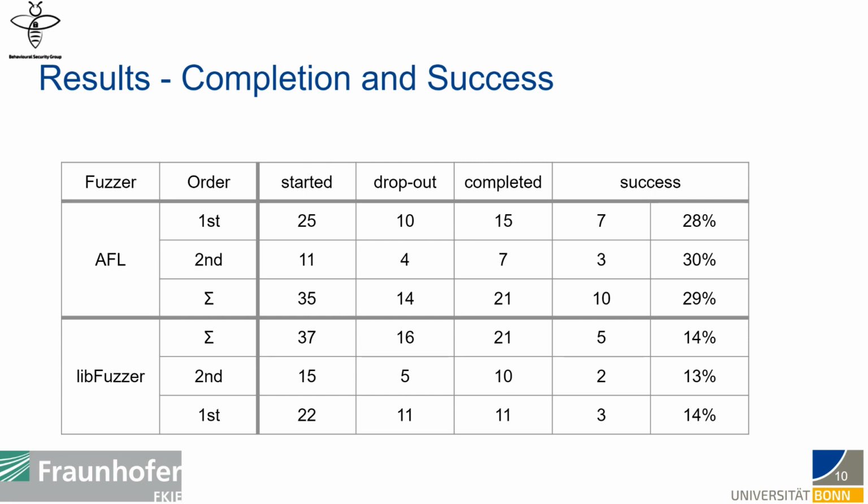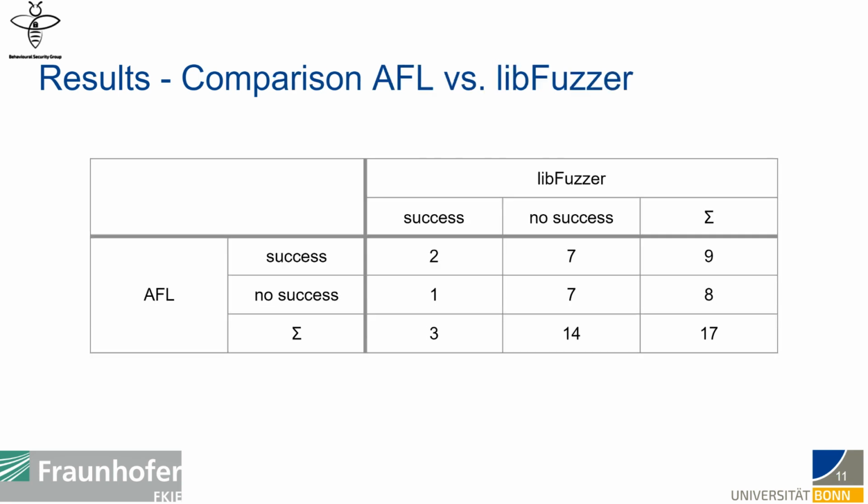However, the fuzzers greatly differ in their success rate. While both have 21 completed tasks, 10 tasks with AFL were completed successfully, while this is only true for 5 tasks with libFuzzer. The results in this contingency table only include participants that completed the study, as this allows an easy comparison of the fuzzers. You can clearly see that participants had a higher chance of success by using AFL compared to libFuzzer.